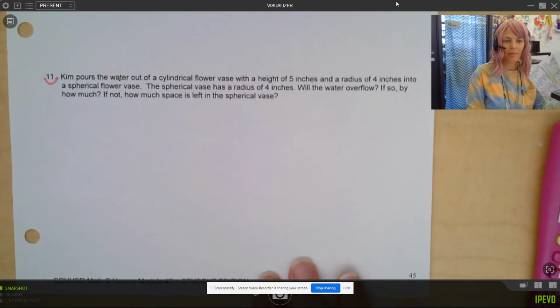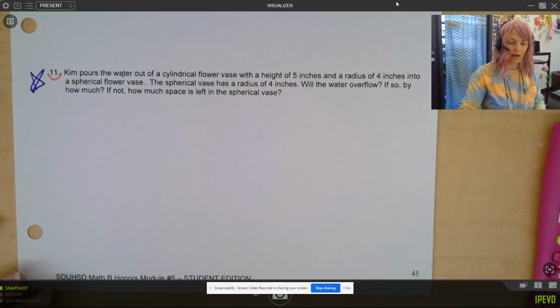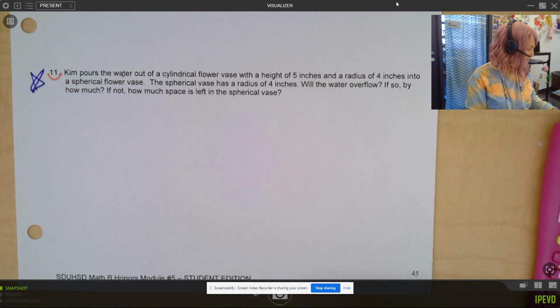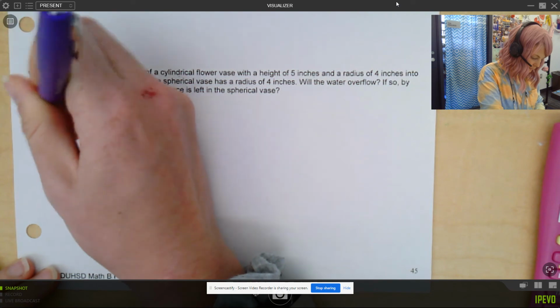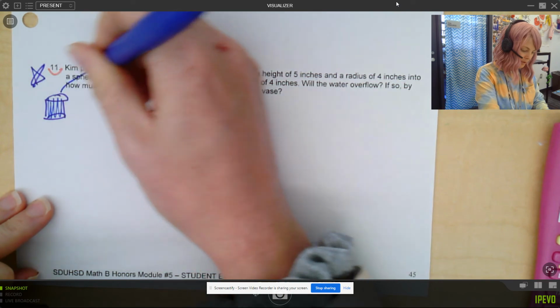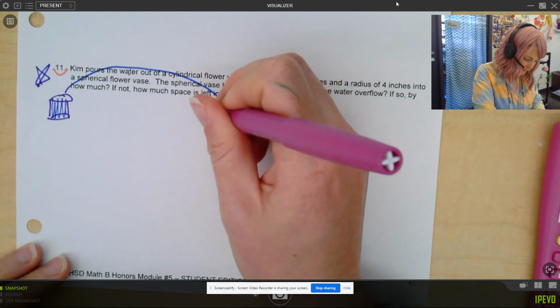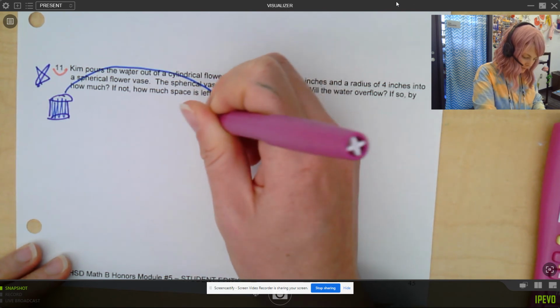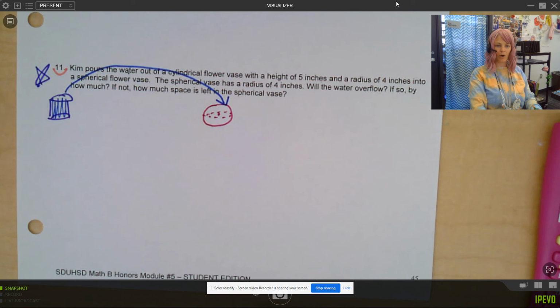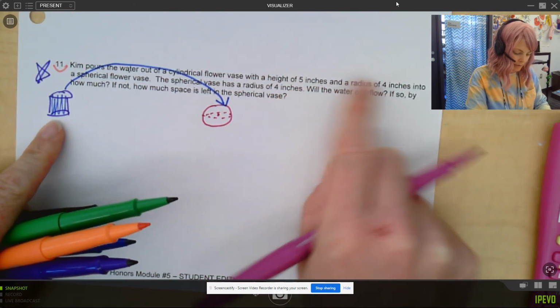Okay, so last problem, number 11, I would put a star next to it. It's a great problem. So we are pouring water out of a cylindrical vase. So we have a cylinder and it's filled with water. And we're pouring that water out into a spherical vase. We all know how tricky it can be to pour water. So we want to know, and it gives you some information about the shape.